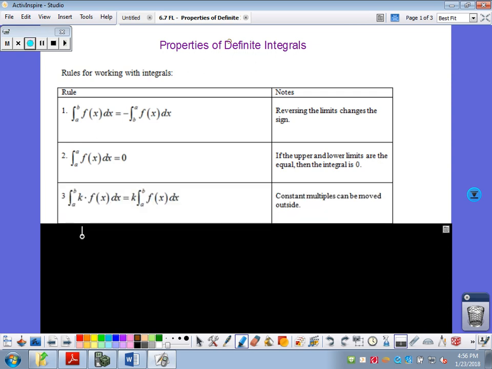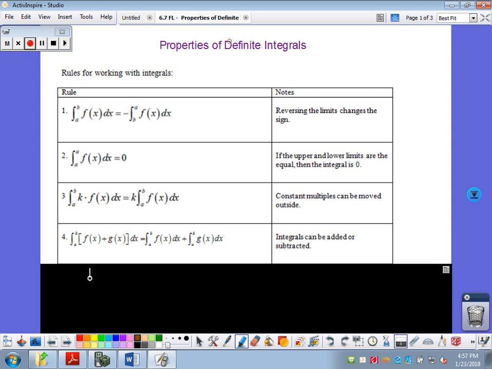Our third property is that if you have a constant that is multiplied by the function as part of the integrand, then you can take that constant outside of the integral and multiply it by the integral of the function itself. So similar to what we did with limits, where you could pull the constant out to the front and the limit just became that constant times the value of your limit of the function. Same thing works with integrals.